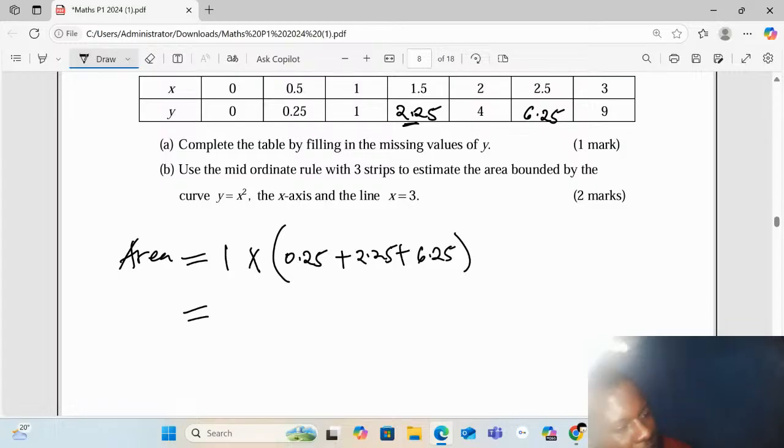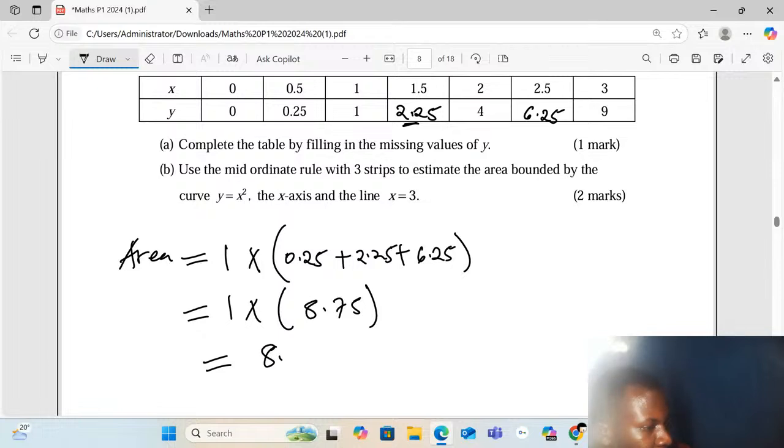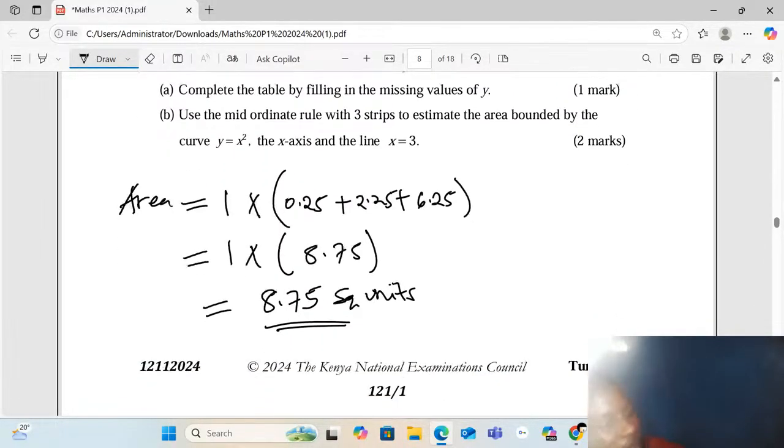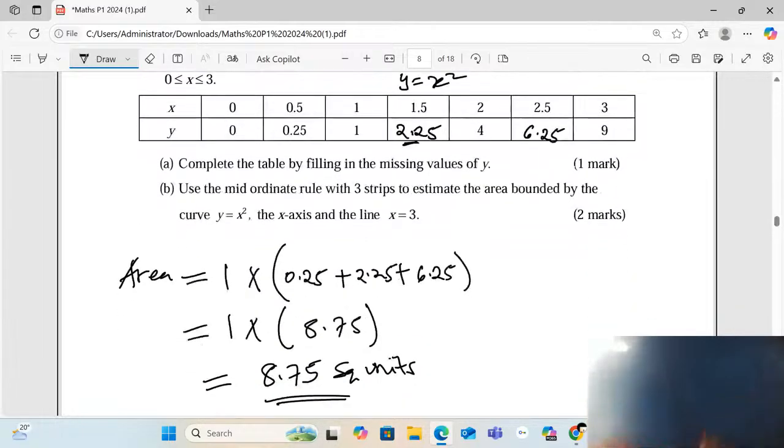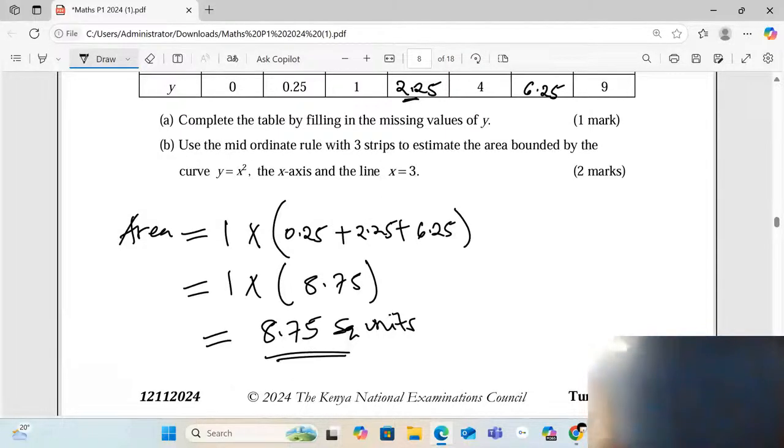You add the values. These ones, you are going to get 6, that is 7 now, 8.8. Then times 1, you are going to get 8.75 square units. Then that is how you calculate or find the area bounded by the curve using the mid-ordinate rule. As simple as that. That is easy. Then you get your answer.